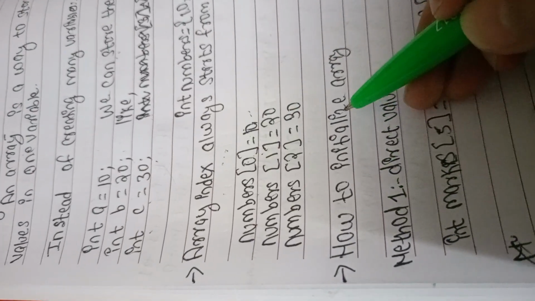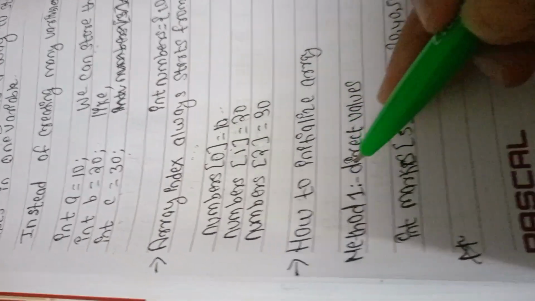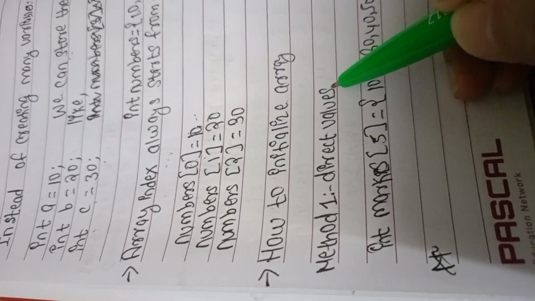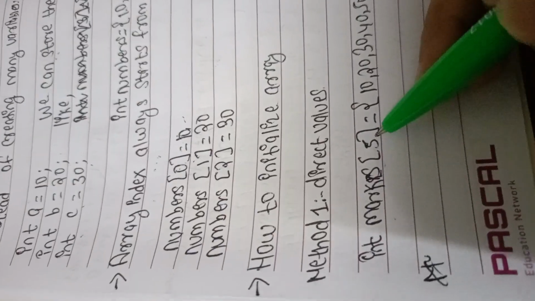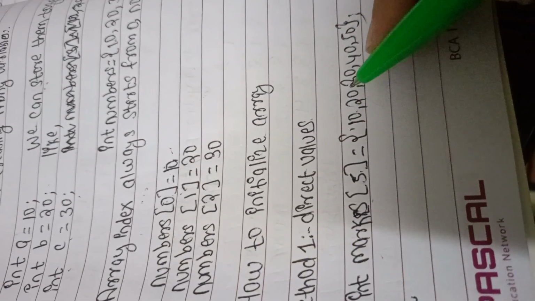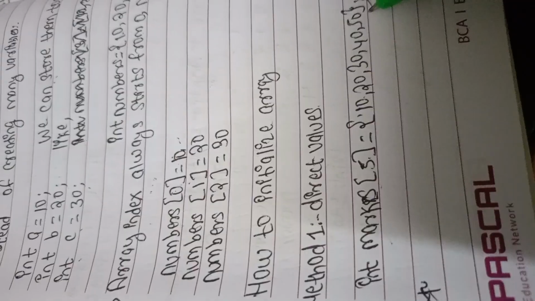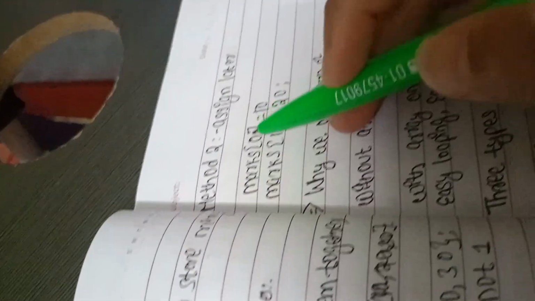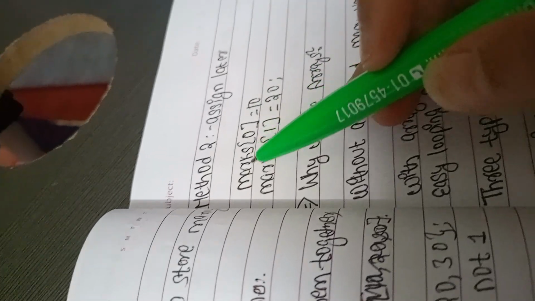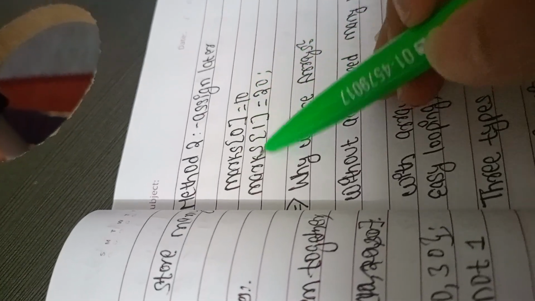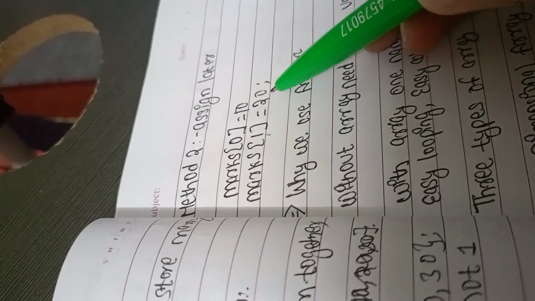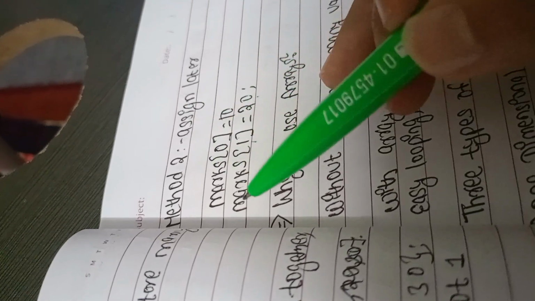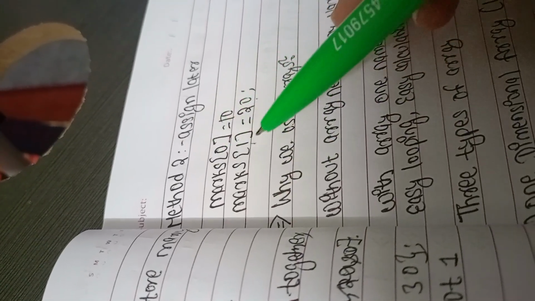So how to initialize the array? First of all, we have method 1: you can directly assign values. So like this, int marks 5 is equal to, we have 5 values, 10, 20, 30, 40, 50. Then method 2 is for assigning later. That means we can assign by index 0 is equal to 10, index 1 is equal to 20, and we can store the values in this way.